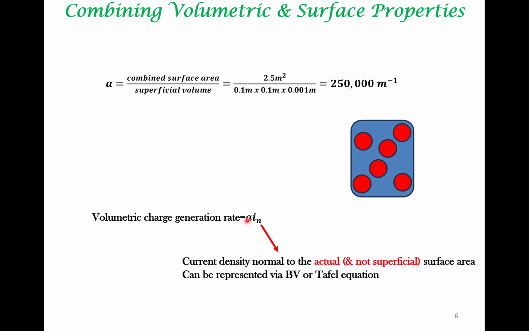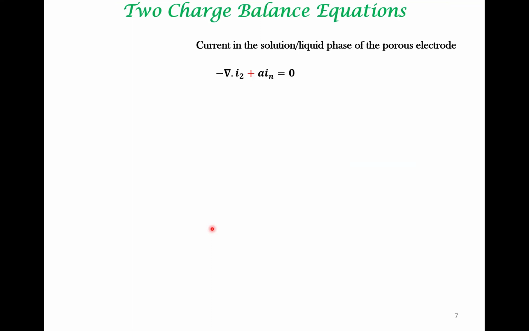So when we combine this quantity A times this quantity, we get a volumetric charge generation term. Why is this important? You will see in the next slide. What we are trying to do is write a balance equation representing a charge balance. Suppose we take this quantity i2. Remember, i2 is a current density given by current divided by the superficial or geometric surface area. So this quantity is the divergence of this current density, the difference in current density normalized to the superficial surface area, which is equal to some generation term.